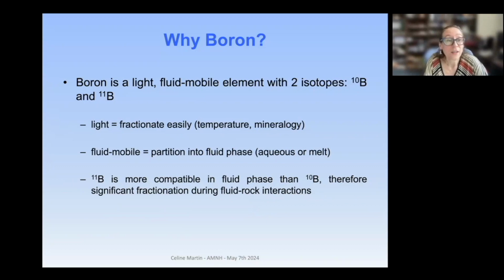The other advantage is that boron is a light fluid mobile element. It fractionates easily as a function of the temperature, the mineralogy, and the pH. Fluid mobile means it travels easily in the fluids, and it partitions easily into the fluid phase, whether aqueous or melt. Surprisingly, the heaviest isotope, boron 11, is more compatible in the fluid phase than the light isotope. So when we have fluid-rock interaction, we really have significant fractionation that we can measure and interpret.